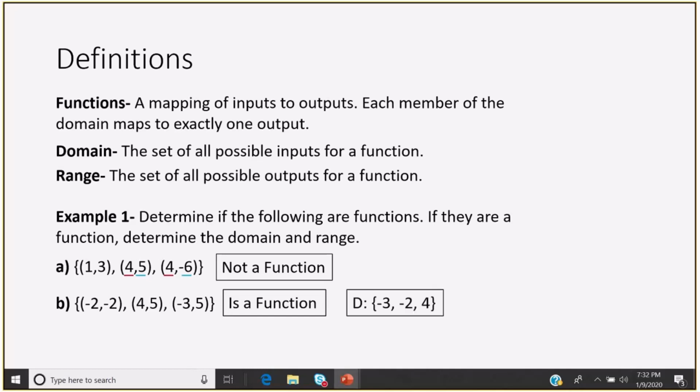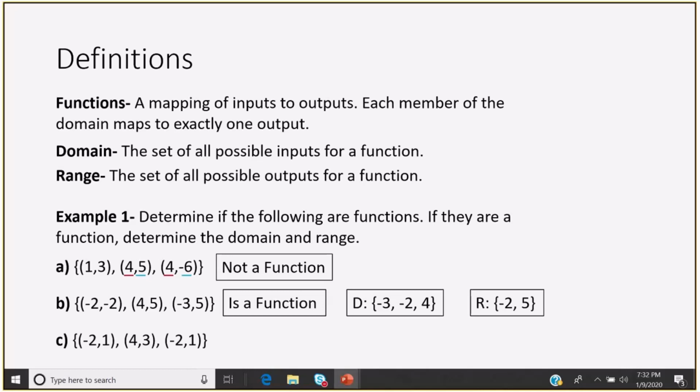And then the question asks, if it is a function, what's my domain? My domain is my set of all possible inputs. So in this case, my domain is -3, -2, and 4. And those are found by just looking at the x values of those three points. And I asked for range as well. My range is all of my outputs, so that's -2 and 5. Notice how the 5 is repeating. You don't repeat values when writing the range. You only need to write it once.